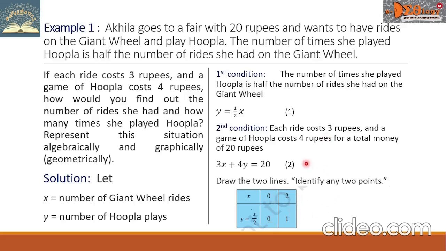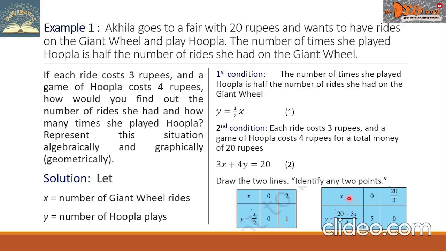Let's go to the second equation. This is our table for the second equation. The first row is for x, the second row for y. For the first row, we put here x. For the box here, we rearrange our equation 2 in such a way that the y variable is alone on the left side. So we have y equals (20 minus 3x) over 4.